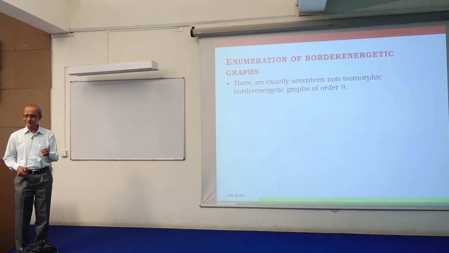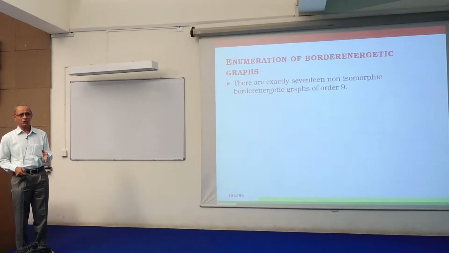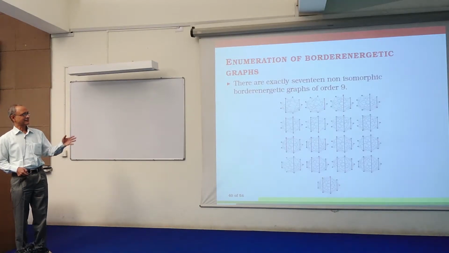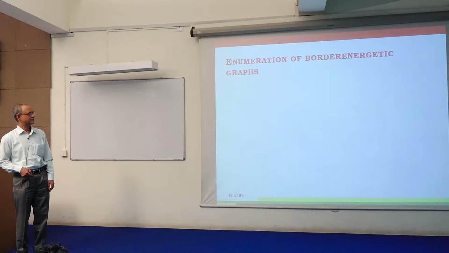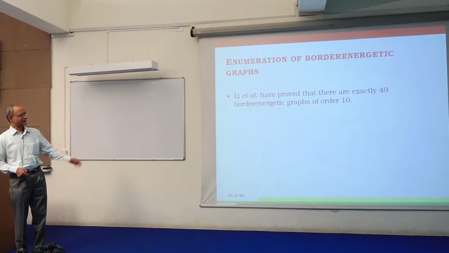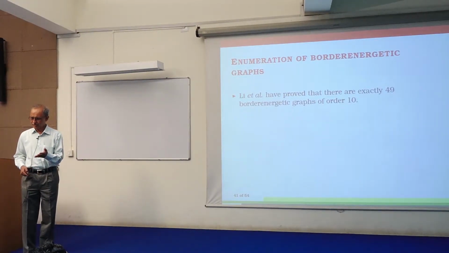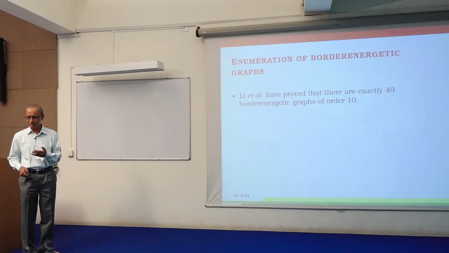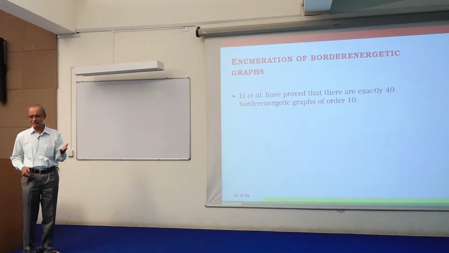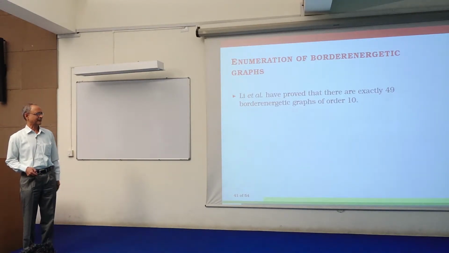There are 17 non-isomorphic border energetic graphs of order 9. These are this graph. And recently, Lee and others have proved that there are exactly 49 border energetic graphs with order 10. We can see that as we increase the number of vertices, this count will increase.